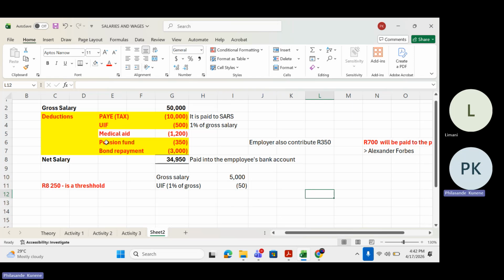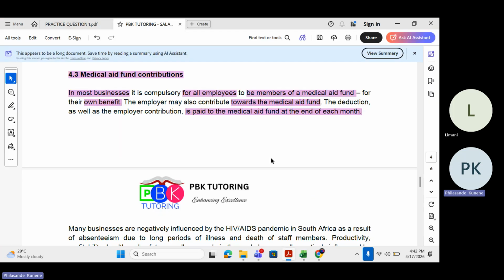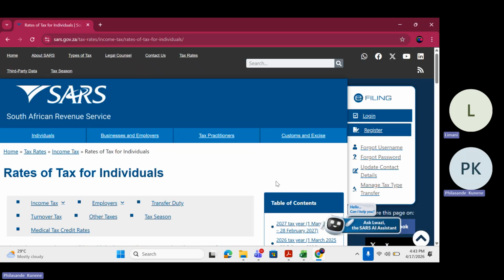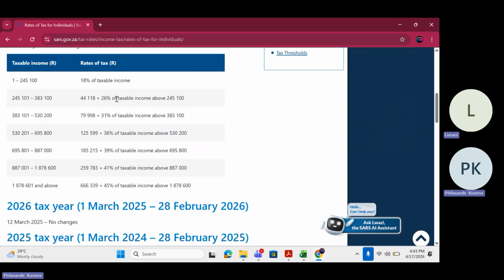And then medical aid: there's no specific percentage on medical aid, but we're going to talk more about it. Pay as you earn is based on the amount of money your salary is. But it is also calculated based on the tax tables that I showed you, the one here.